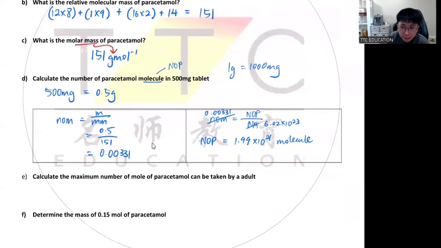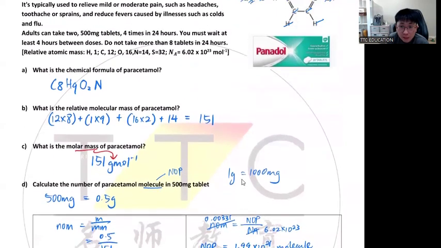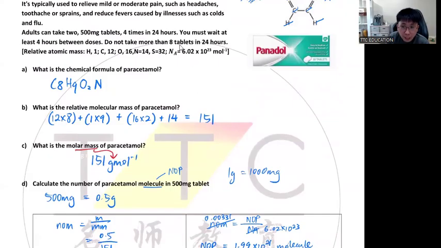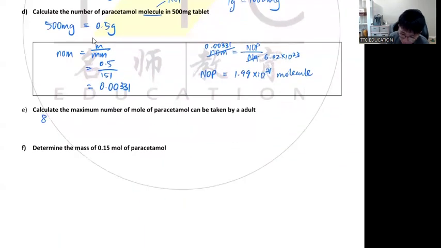Calculate the maximum number of mole that can be taken by an adult. Sorry, guys, there is a grammar mistake. So what is the maximum mole that can be taken by an adult? Maximum, how many tablets per day? Maximum 8 tablets per day, and each tablet is 500 milligram. So 8 tablets means 8 times 0.5 gram.